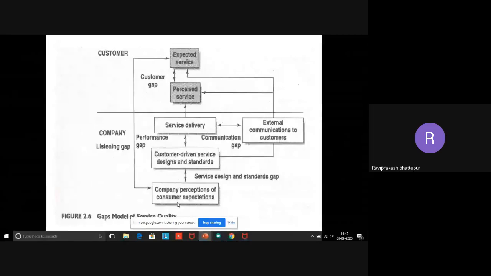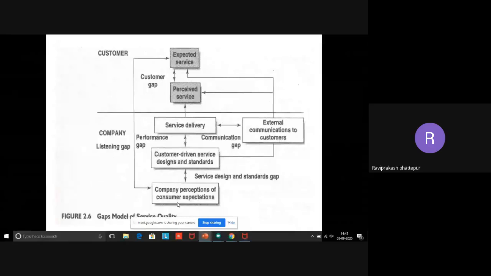They communicate something, but still they are not providing what they are saying to you. That is the gap between service delivery and the external communications to the customers. That is called a communication gap.